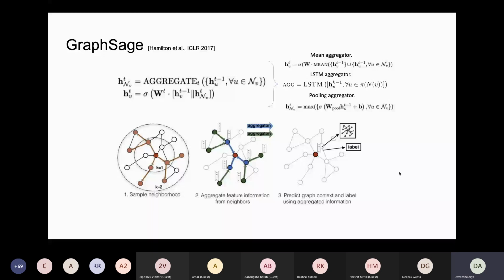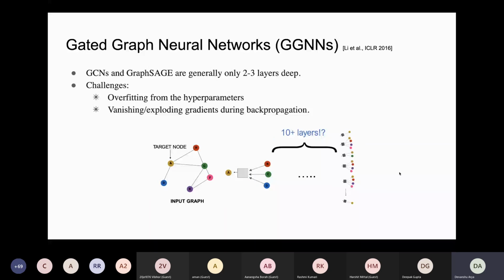The second is gated graph neural network. The downside of GCN and graphs is basically they can only be modeled till 2 to 3 layers. So they are only 2 to 3 layers deep because they couldn't go beyond that. They used to suffer from vanishing or exploding gradients.